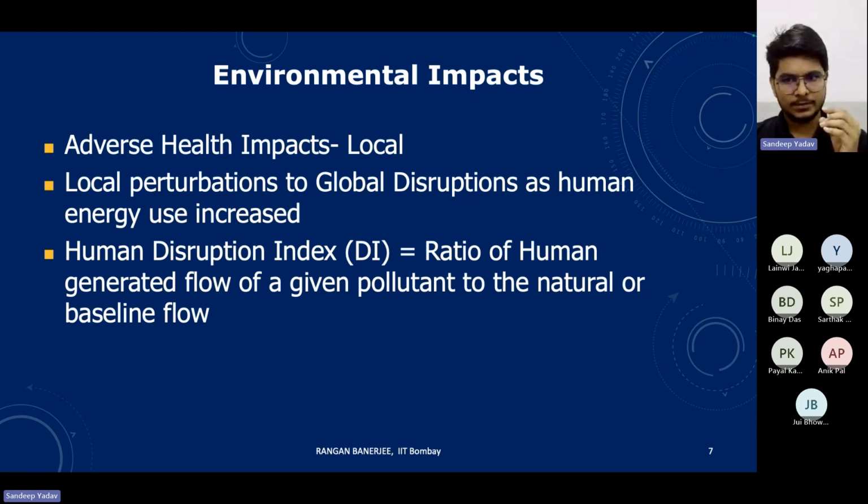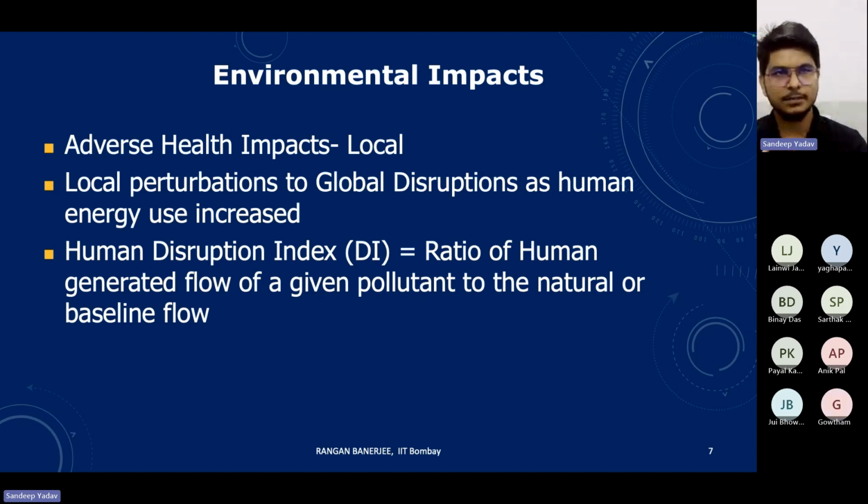So what is human disruption? I'm going into detail because we are going to use that in the numericals. If you want to find the human disruption index, that is the ratio of the human generated flow of a given pollutant to the natural baseline flow. That means suppose there is some amount of CO2 that is being generated by us, it can be recovered by the environment itself without any environmental measure. So that is the baseline of that flow.